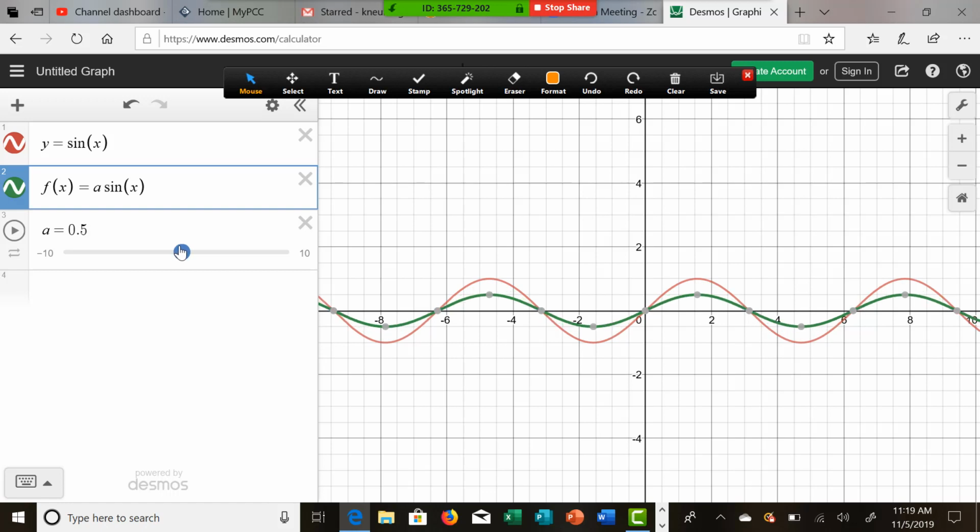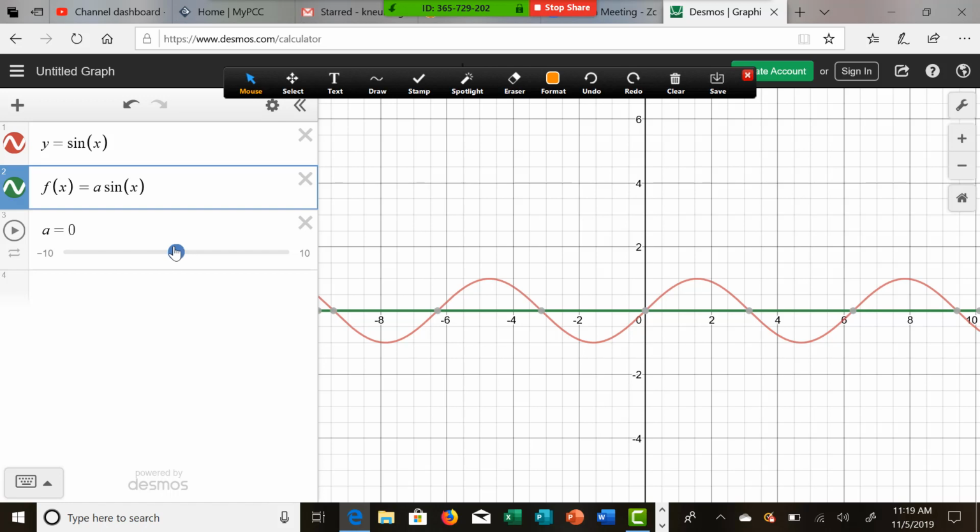That green graph is shrinking. It's getting smaller. We call that a vertical compression. So what we had before, when it was getting taller, was a vertical stretch. This is a vertical compression. And notice that that happens all the way down until we're at 0. And 0 times sine of x is going to be 0. So notice we just got a straight line right at the x-axis.